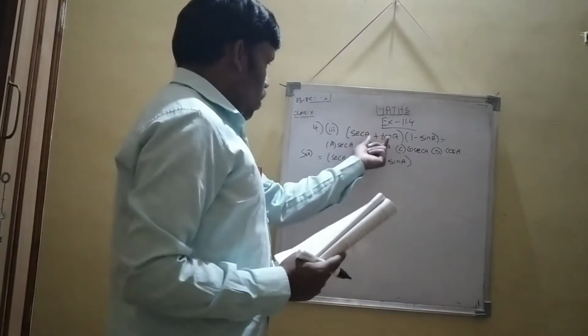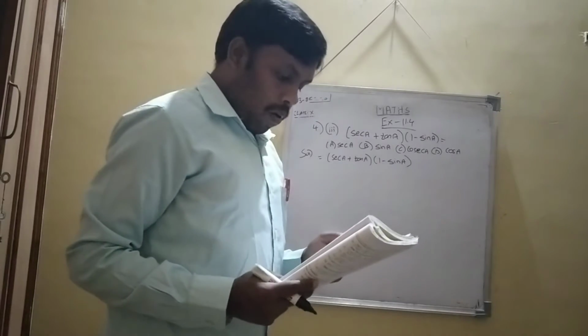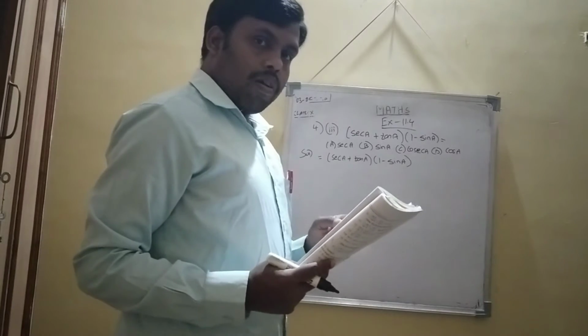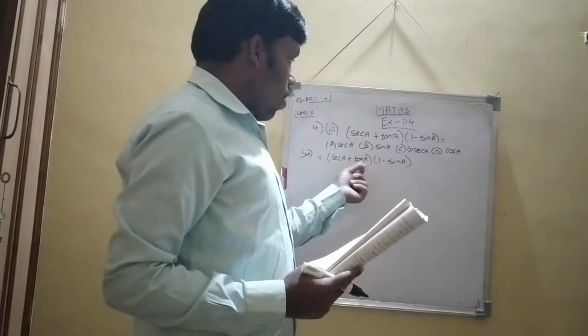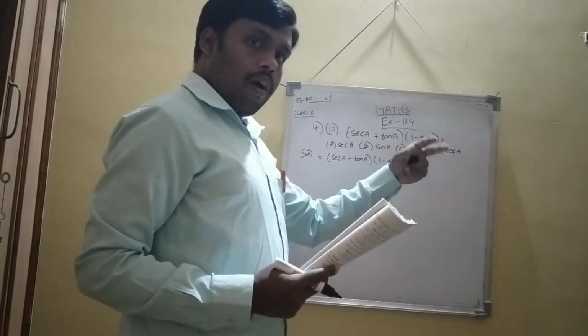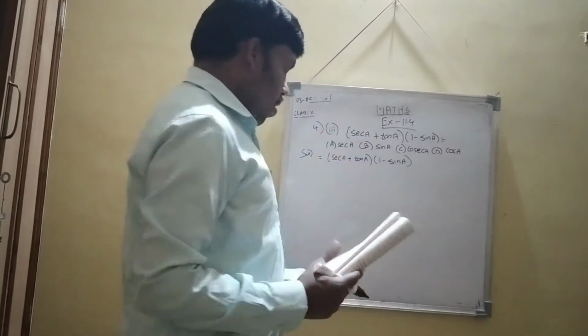So we'll take the question, (secant A plus tan A) into (1 minus sin A). As I told in the previous problem also, when you cannot apply any identity, one thing you can do is convert all the trigonometric ratios into sine and cos, because all trigonometric ratios are related to either sine or cos. Here sine is already there, so no need to convert it.